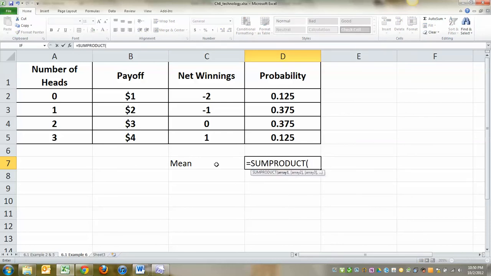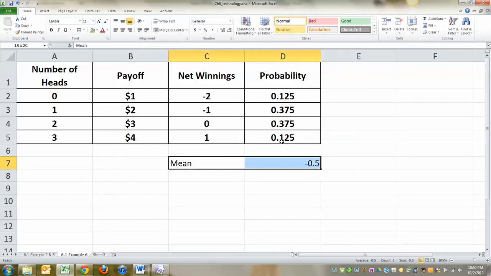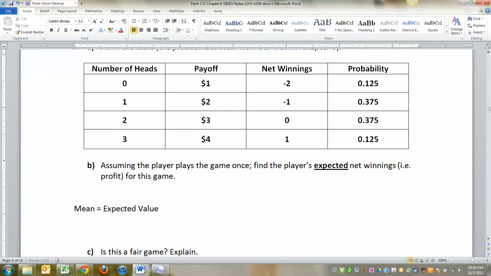So we want the sum product of, and now my array is this, because that's for the winnings. I don't care about the number of heads I get. I don't care about the payoff. I care about my winnings, what I'm going to walk away from the table with. So that's the net winnings column, comma, and then I use the probabilities because that makes my life easier. Enter, and there we go. The mean is -0.5. And now remember that's dollars, so -$0.5.